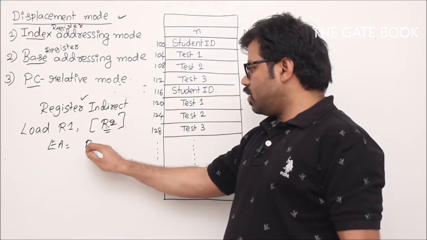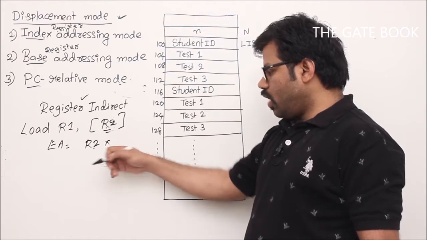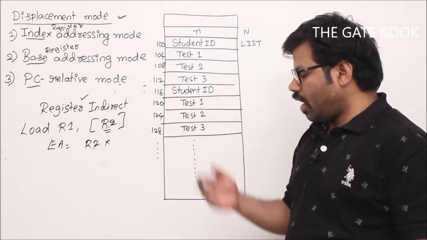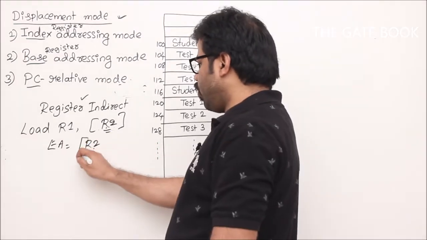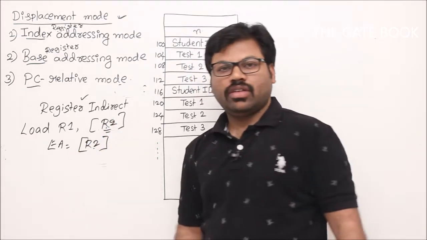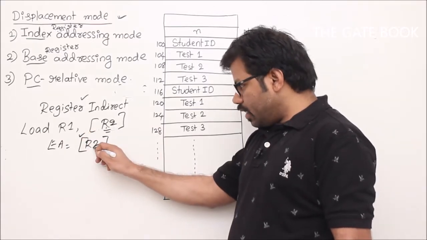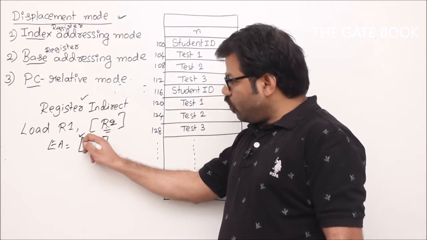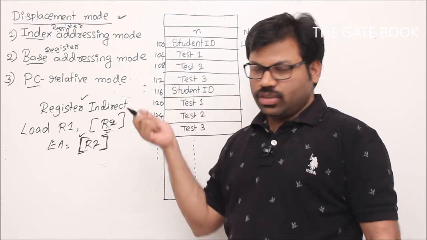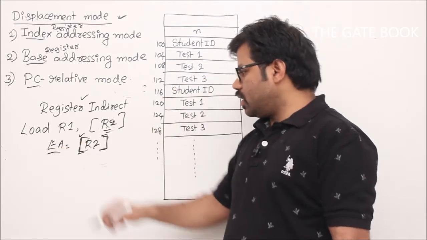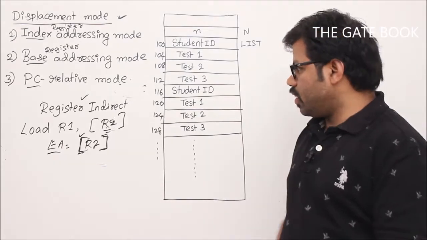Now, is the effective address register 2? No. That means if I go to register 2, am I going to get the operand? No. Then the effective address is not R2, but effective address is nothing but this one. I use this symbol to say that you go to R2, then there is an address, take it, and again go to that address. That is the meaning of this. That's why then you get the operand. So effective address is nothing but the address which is in R2. Correct? That is the effective address.